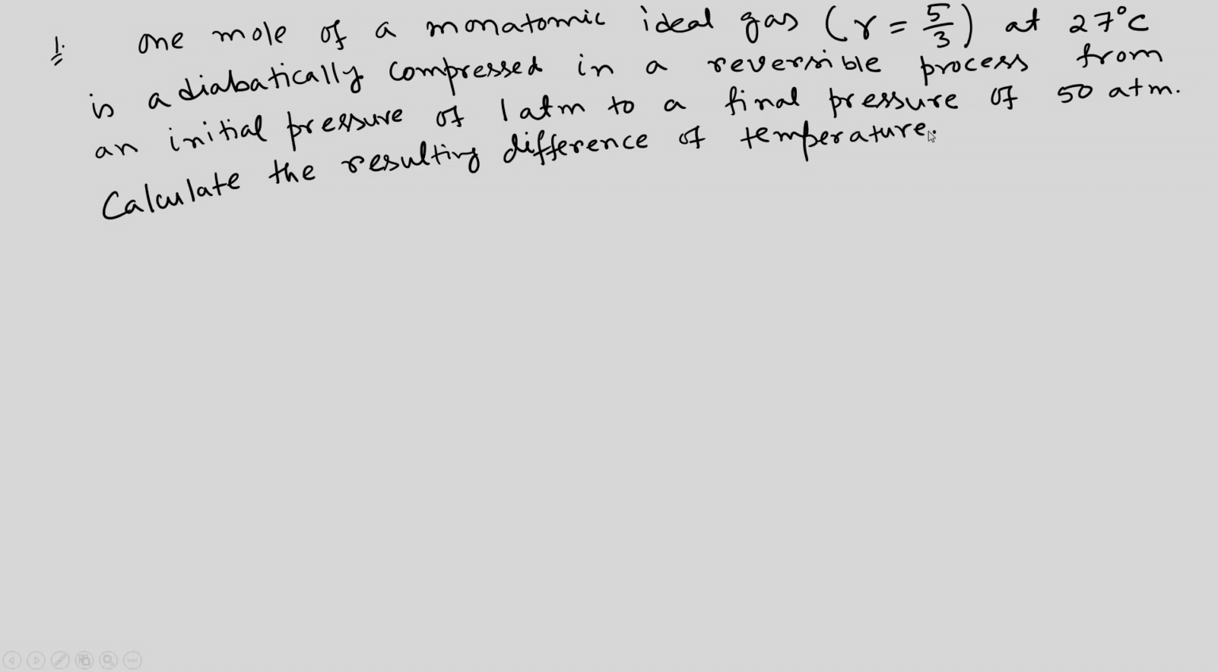So, the first problem states 1 mole of a monoatomic ideal gas for which gamma is 5/3 at 27 degrees Celsius is adiabatically compressed in a reversible process from an initial pressure of 1 atmosphere to a final pressure of 50 atmosphere, and we need to calculate the resulting difference of temperature. So, we need to first calculate the final temperature for this adiabatic process.